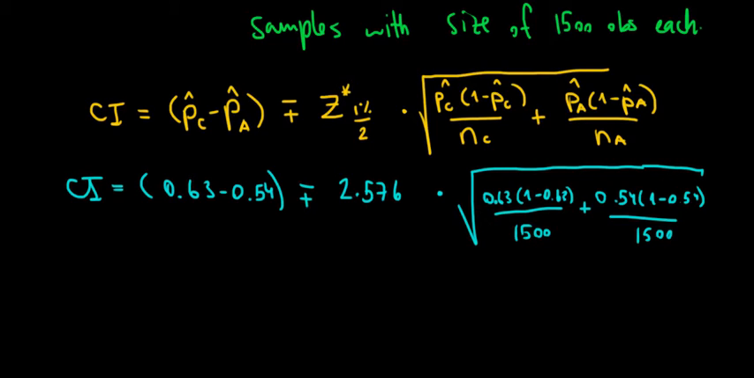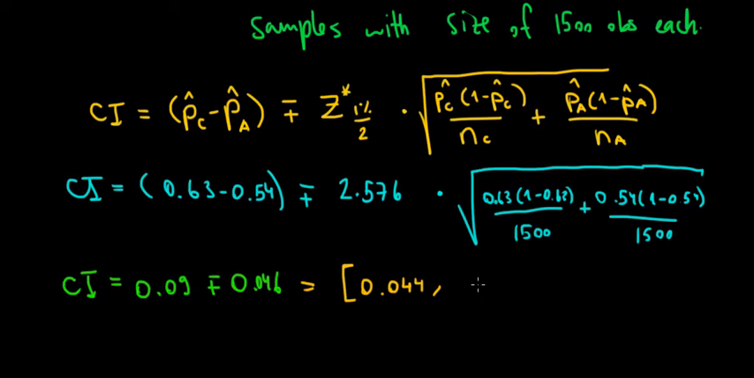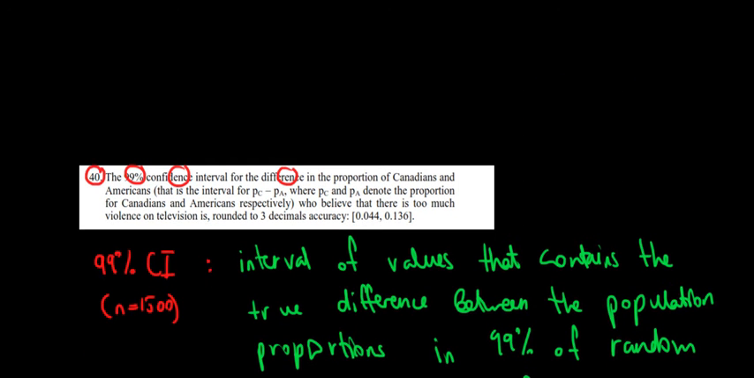Now if we work out the math, we get a confidence interval equal to 0.09 plus minus 0.046, which is a confidence interval with values between 0.044 and 0.136. If we have a look at the answer key, that happens to be the same confidence interval, so the answer is true.